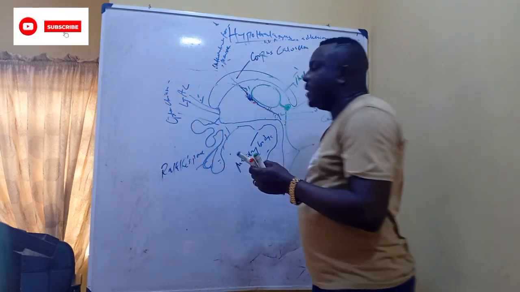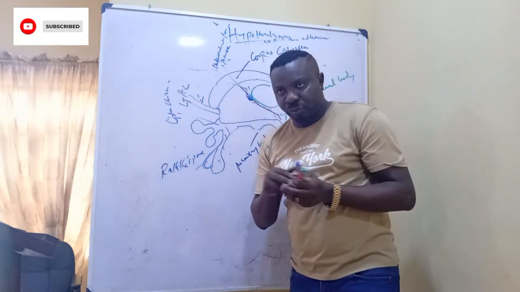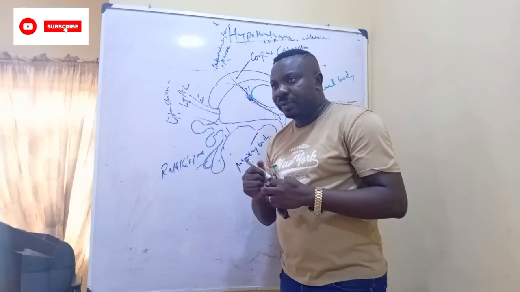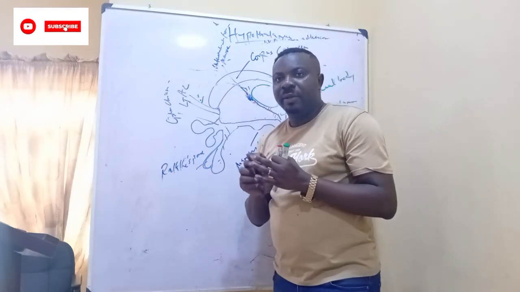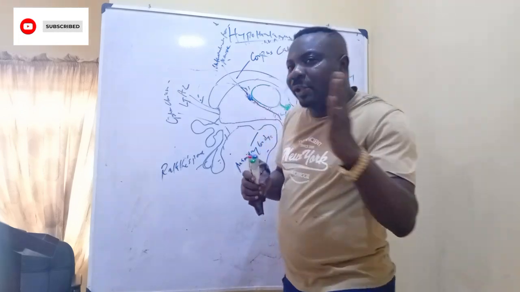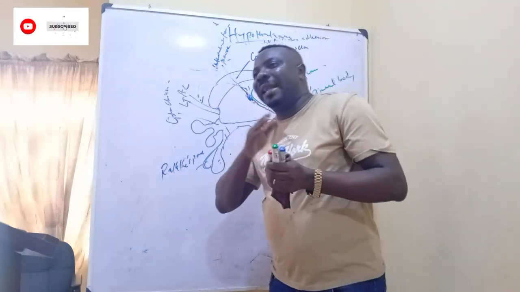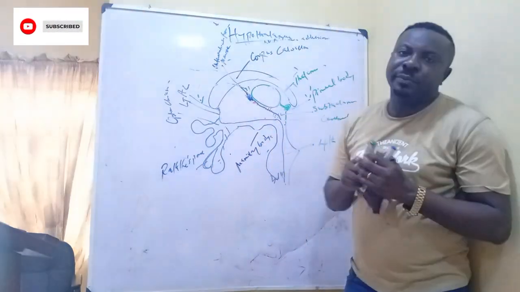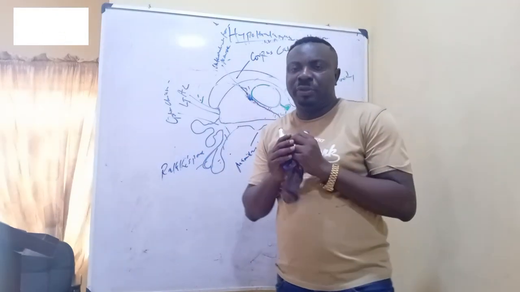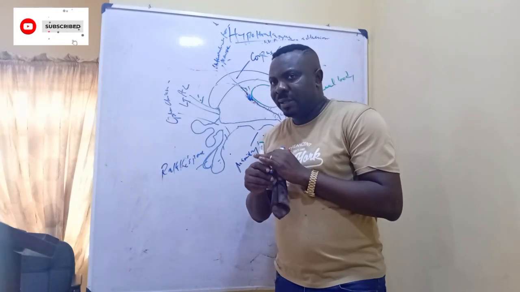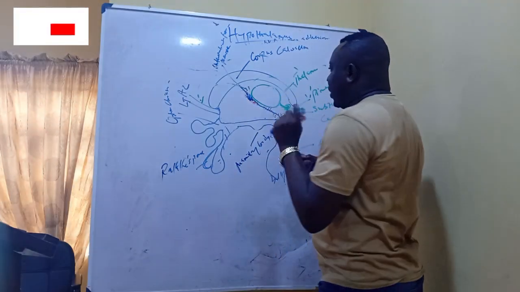the hypothalamus is divided into two zones. How many zones? Two zones, right? We have the medial zone and the lateral zone. And what actually divides the hypothalamus into two zones? Now, look at this, right?